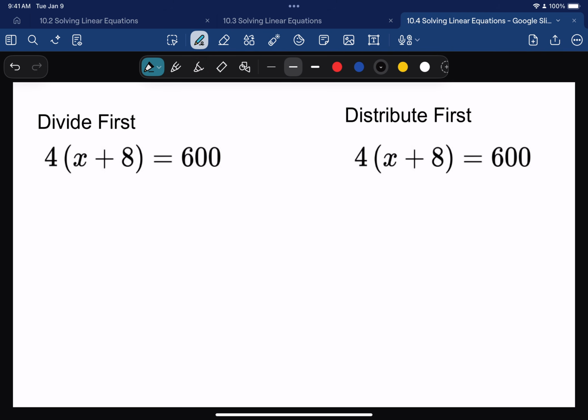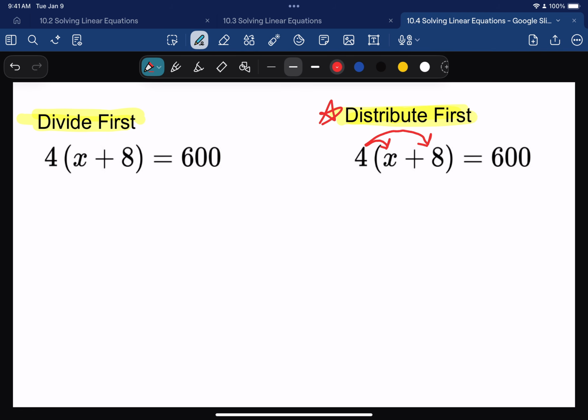So first one, there are 2 ways to solve these equations. You can divide first or you can distribute first. Okay, so these are the 2 different ways. So since we just learned about the distributive property, why don't we start with distribute first? Okay, so we're going to start over here on this side. So let's do 4 times the quantity x plus 8 equals 600. So first we're going to distribute this 4 into the brackets. So we're going to multiply it by there and multiply it by there.